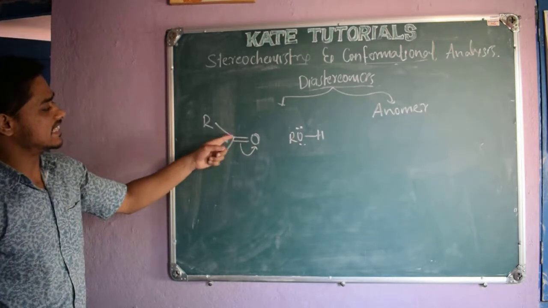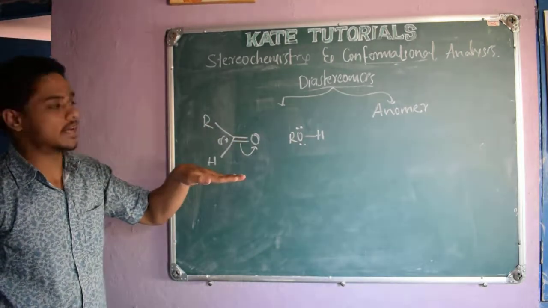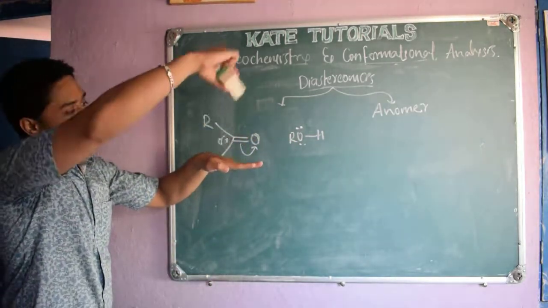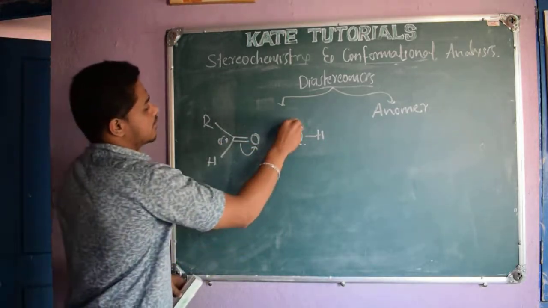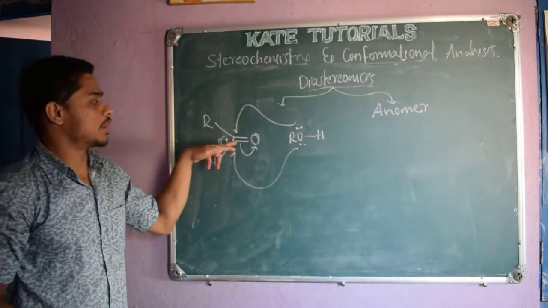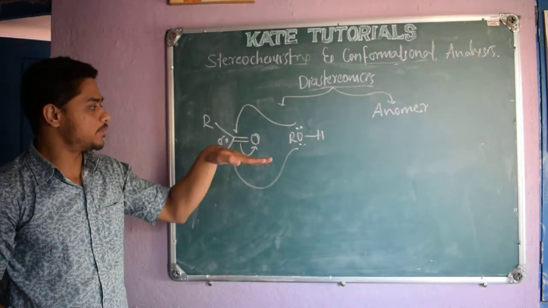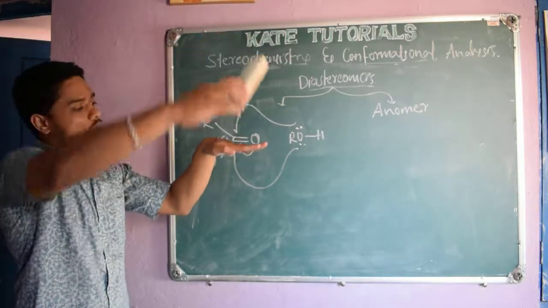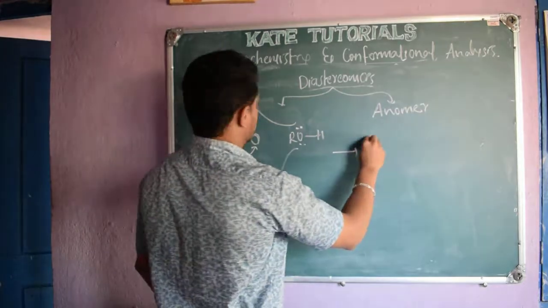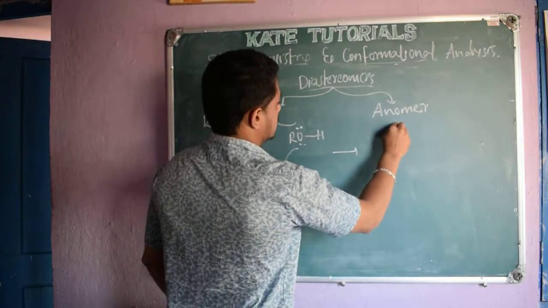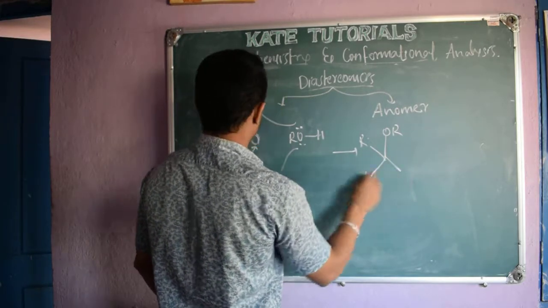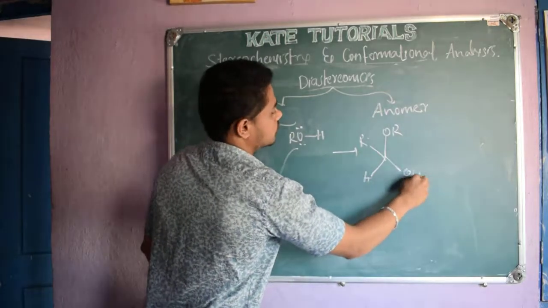And also this is sp2 hybridized, so all are in the same plane. So this alcohol group can attack above the plane or below the plane. It may attack like this or like this, since it is planar: sp2 hybridization, trigonal planar. If it attacks from above, we will get one product. Let us see: OR, R, hydrogen, and here OH.